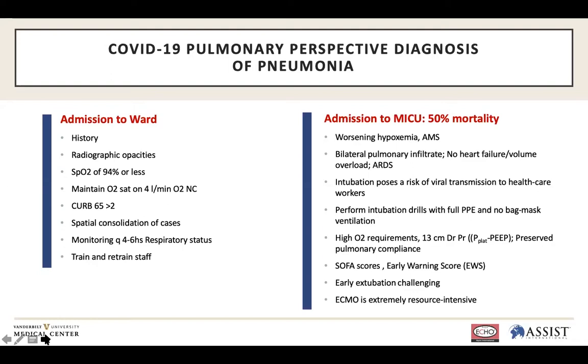We can bring them to the intensive care unit based on SOFA scores and many different metrics. But the bottom line is that the ICU mortality varies between 30 to 50% in case series that have been described so far. One of the big challenges in the ICU is to get these patients over the intubation period. Early extubation, like we hope to do, is very challenging. ECMO is extremely resource intensive and not at the forefront of this disease when considered in low and middle income countries, for sure. Next slide, please.